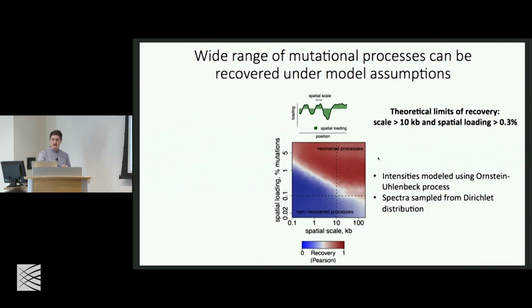We simulated these processes, then sampled mutations from them in a way that the final set of mutations, the summary statistics, would exactly correspond to what we observed in the TopMed data set. It turns out that, at least in theory, we can confidently reconstruct processes that have a scale of 10 kilobases and a contribution of at least 0.3% to the overall variability of mutation rate. So this approach seems quite promising for our TopMed data set.